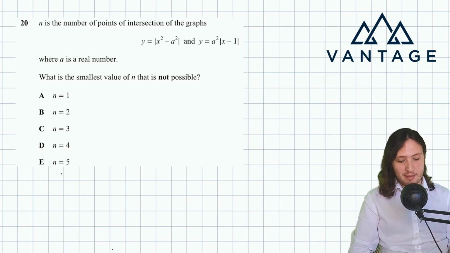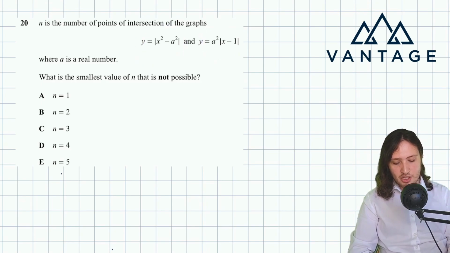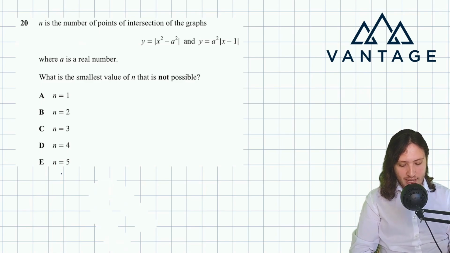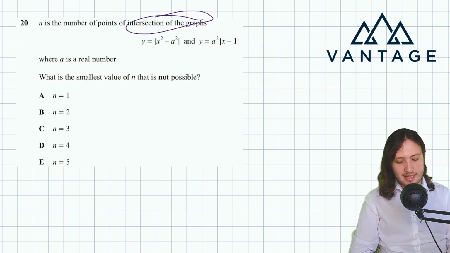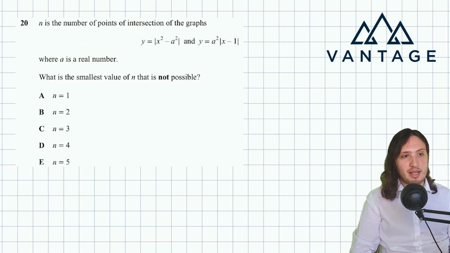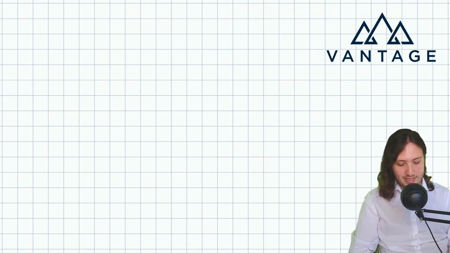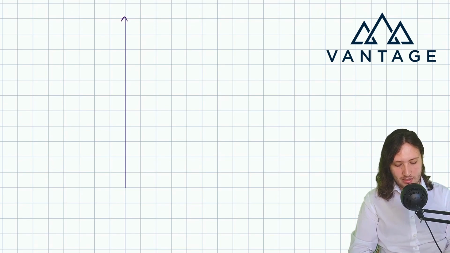So I guess we should begin by just sketching each of these graphs individually, and then we can think about how they'll fit together for different choices of A. The fact they're talking about intersections of graphs indicates that probably this isn't designed to be done in an algebraic way. And also, these graphs are both very, very simple, so I think there's no reason not to just sketch them. So let's start with the quadratic one.